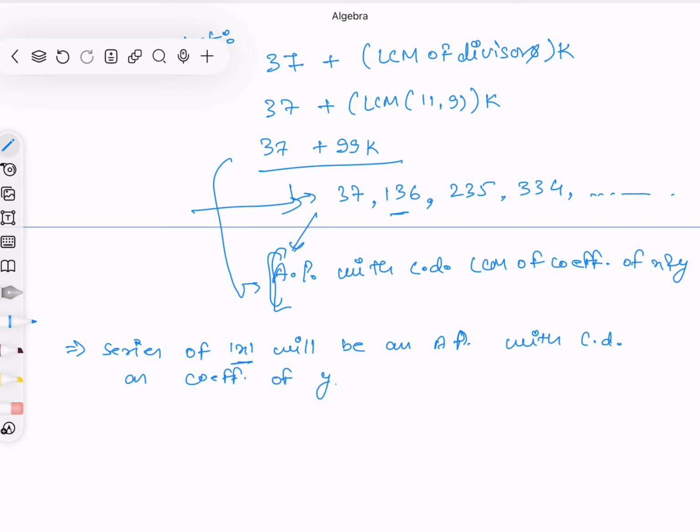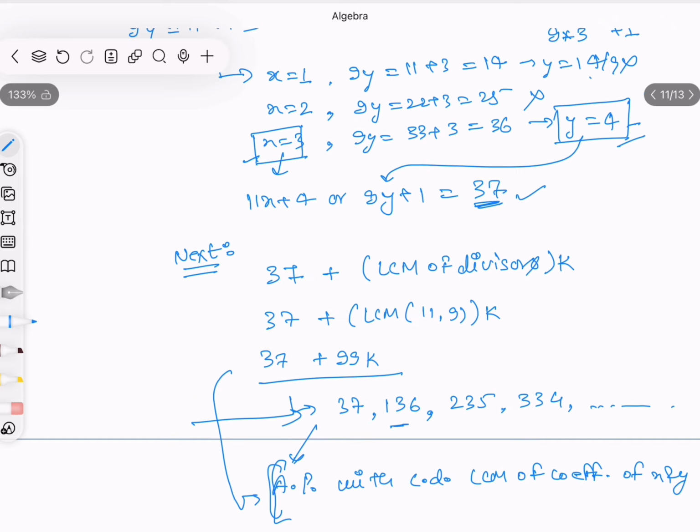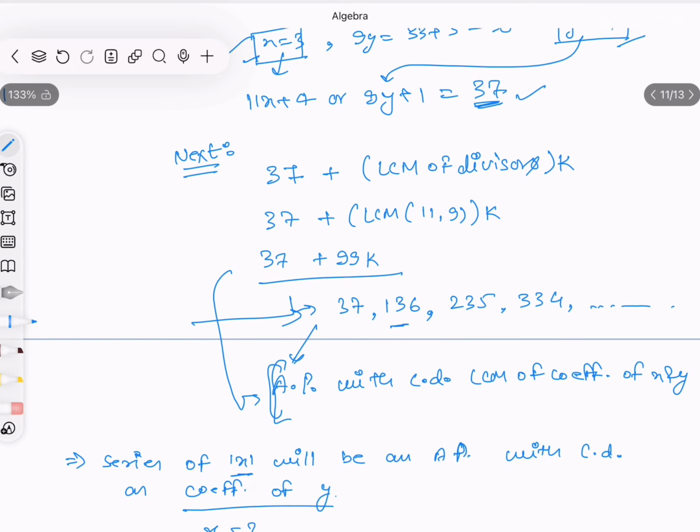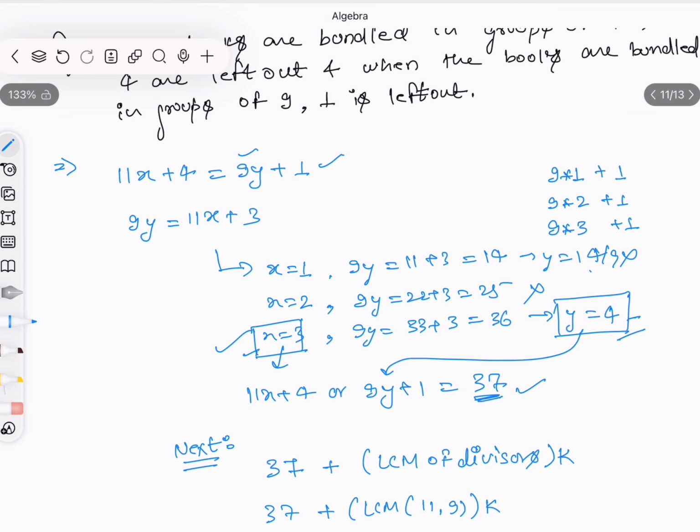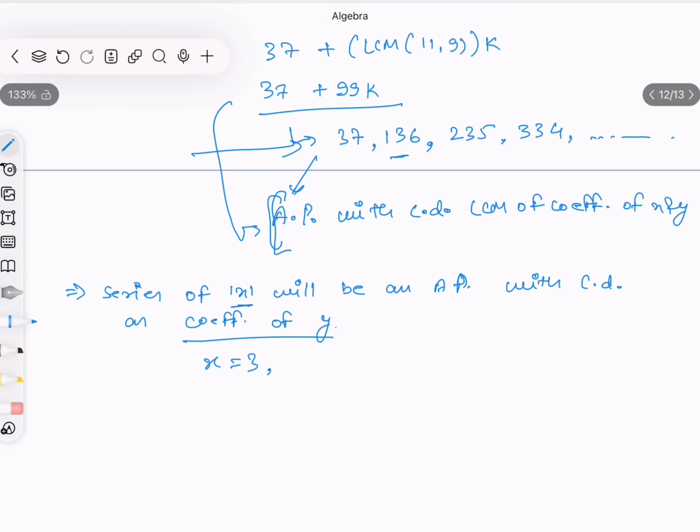Here I am saying that the series of x will be an AP with common difference as the coefficient of y. So if the x initial value is 3, the common difference is the coefficient of y. Coefficient of y is what? 9. So we will add that. So 3 plus 9 will be 12. Add 9 more, 21. 9 more, 30. 9 more, 39. And you have an AP. It's as simple as this. Just look, the common difference should be 9.